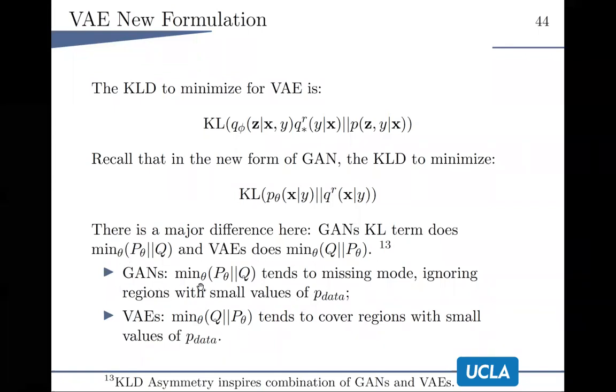And so GAN tends to miss some modes, ignoring the regions with small values of P data. But the VAE tends to cover regions with small values of P data, but probably covers too much of them so that sometimes the image becomes blurred. I will correct this slide after the meeting.